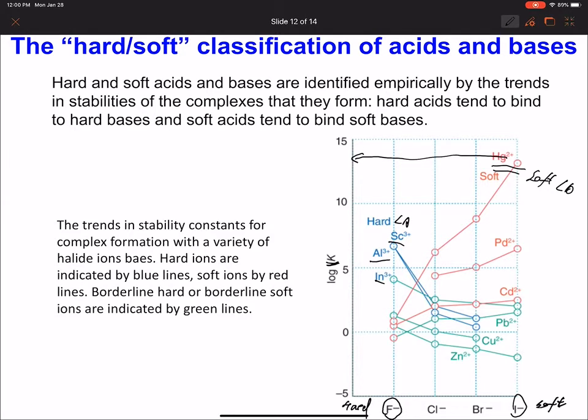Also you have something between, the green ones, like indium. They form intermediate interactions with these bases. But one more thing you will notice is that when hard acids like scandium and aluminum interact with the soft bromide here, the log K becomes much smaller. So when we have a mismatch between a hard acid and a soft base, or a hard base with a soft acid, the interaction will be weaker. So we call it a mismatch.